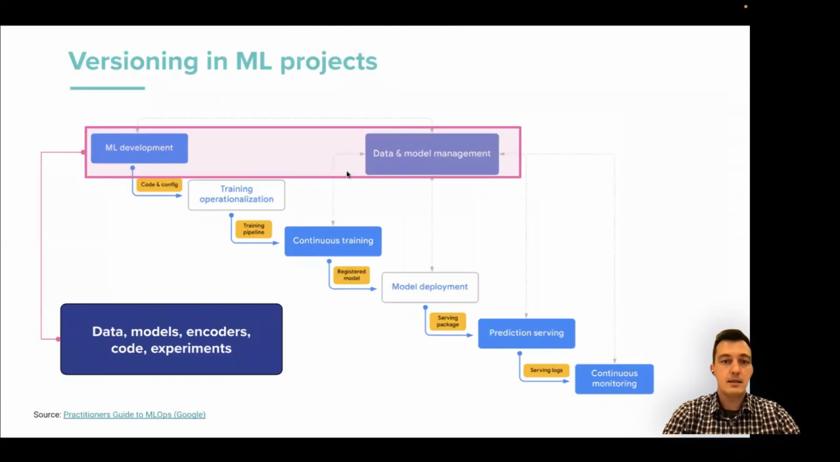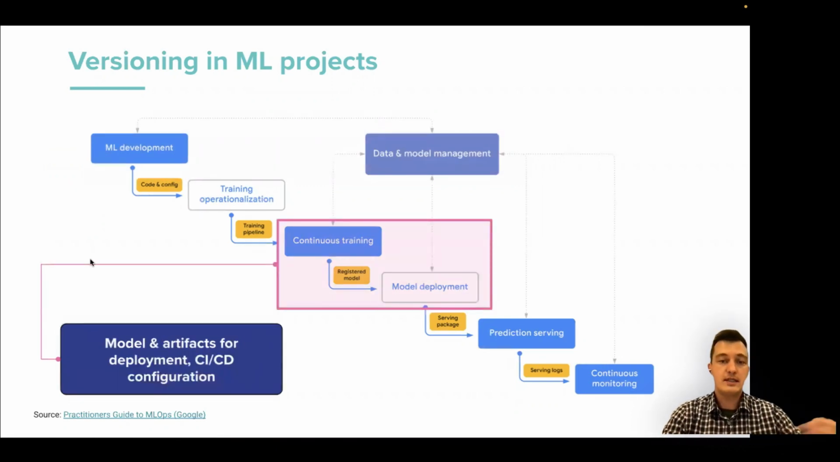When we prepare data for machine learning experiments, sometimes we need to version data and understand what kind of data we used for model training, right? When we go to continuous training and model deployment, we come to some configuration for CI/CD pipelines and models as well. So we need to take the specific version of the model that we want to deploy.